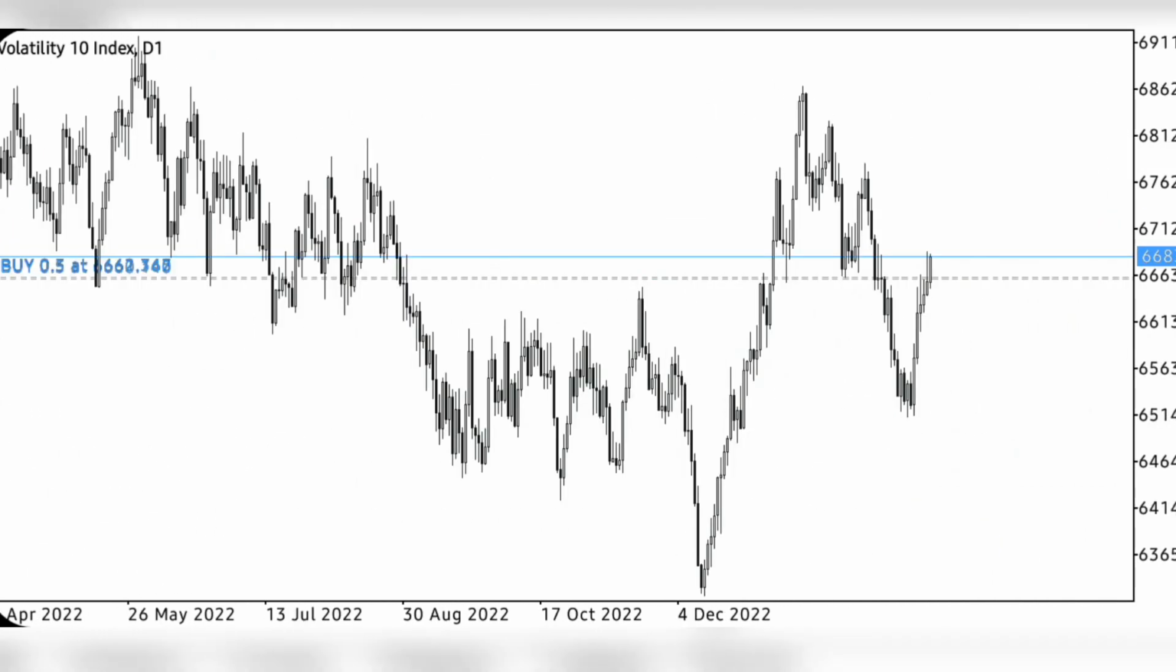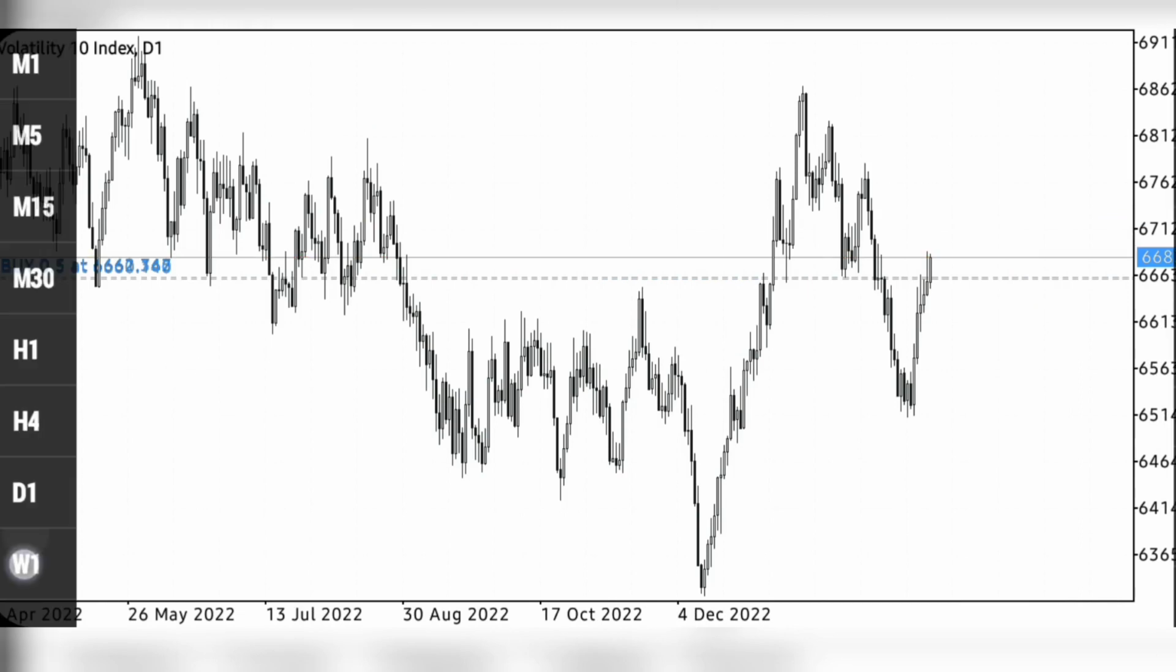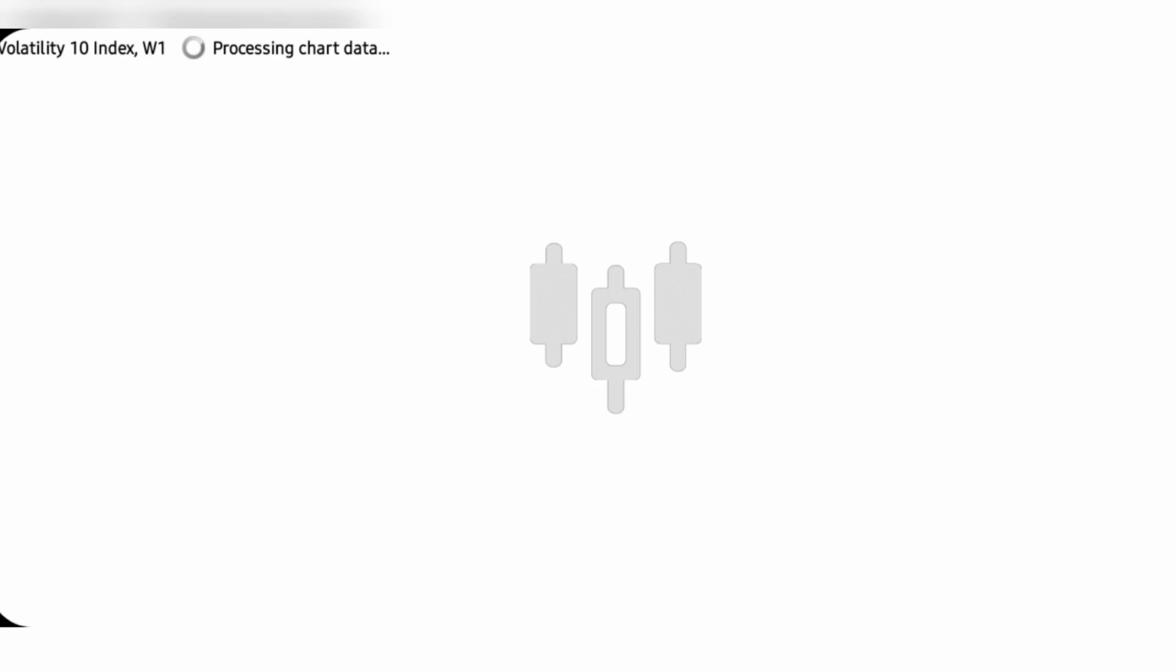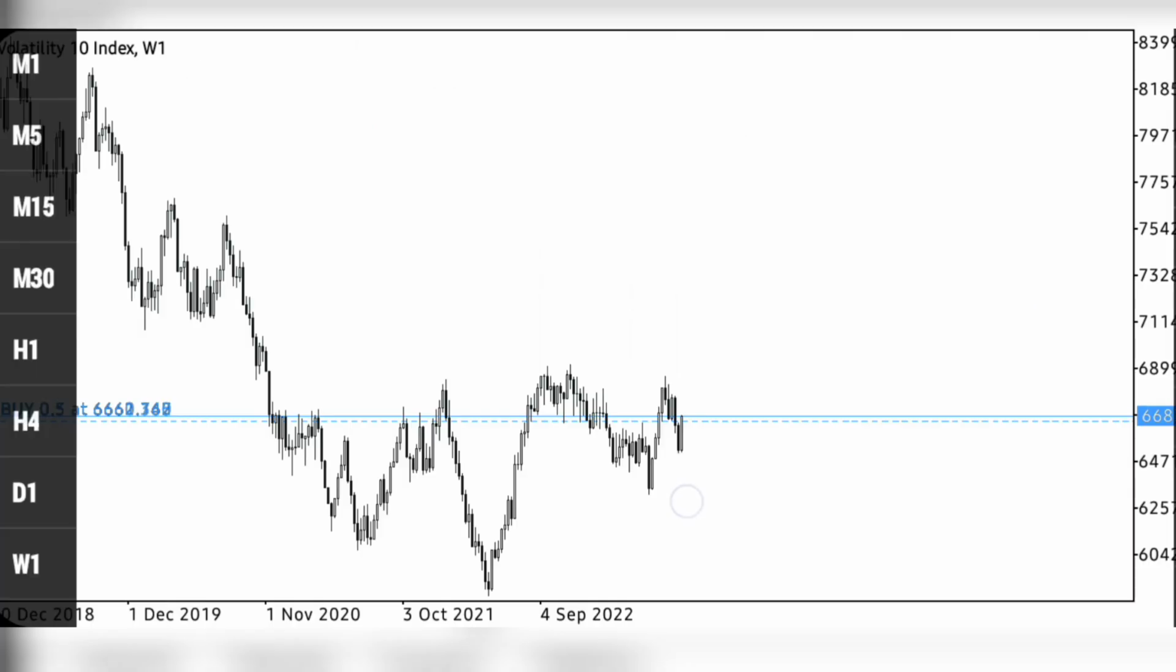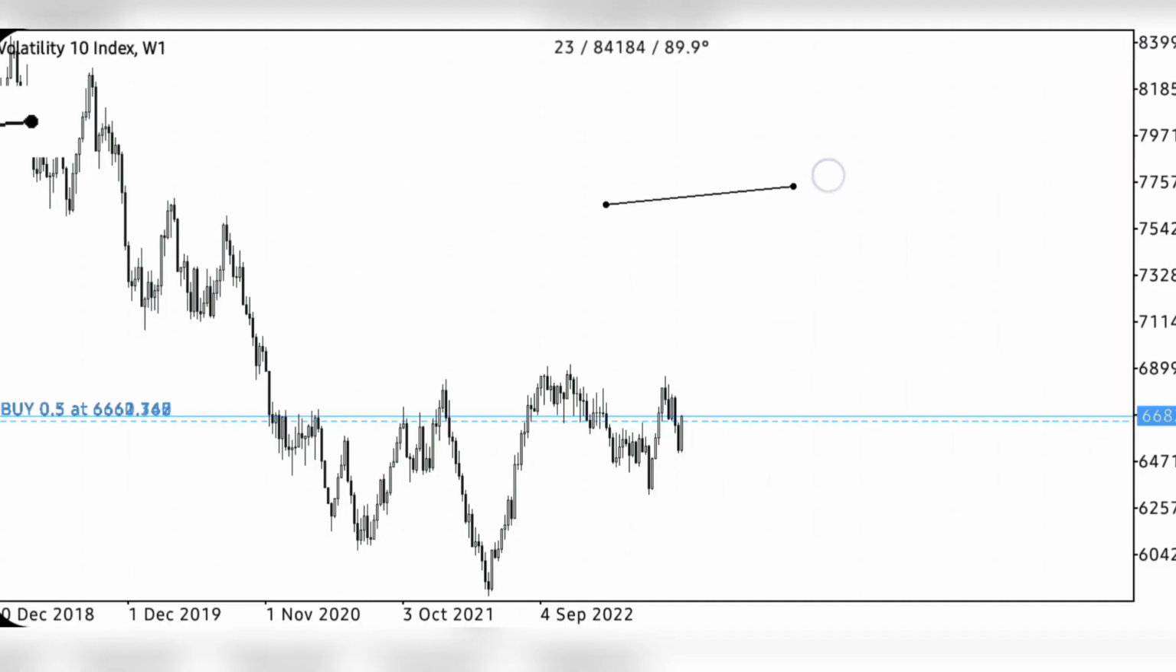Checking the weekly time frame, we actually got a first intent for a buy move. Let's check the weekly time frame. We got a first intent for a buy move, which is this. Okay, this is a first intent for a buy move.